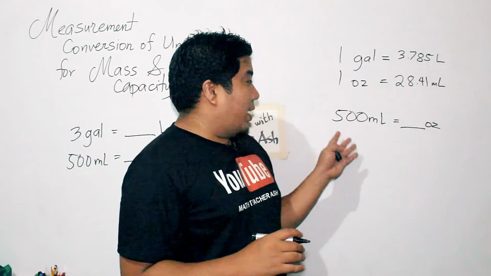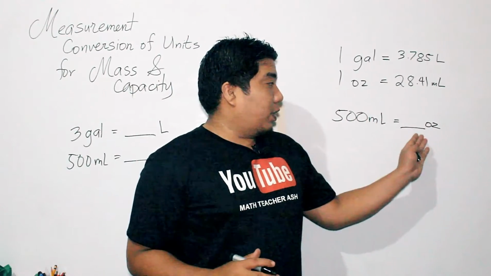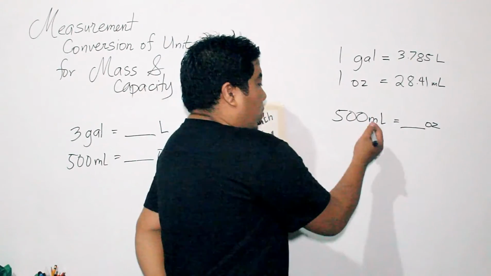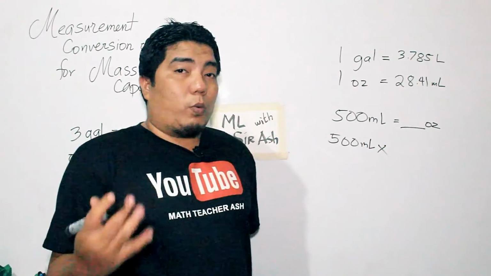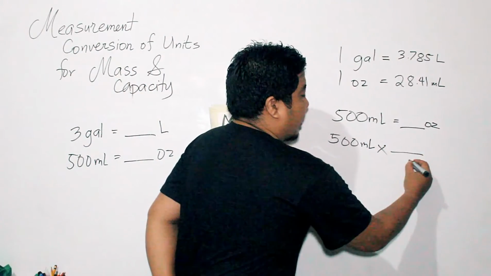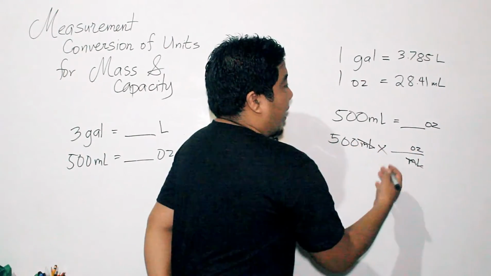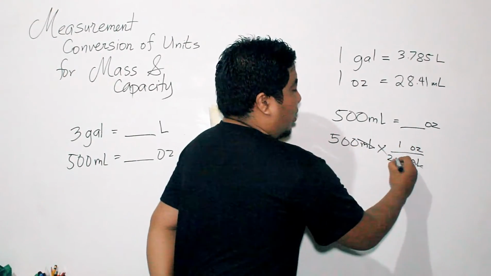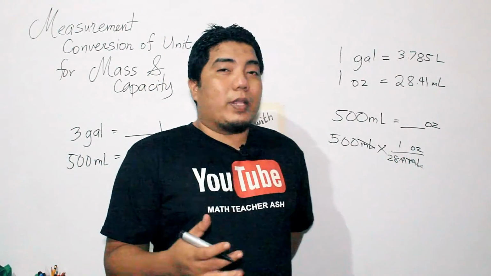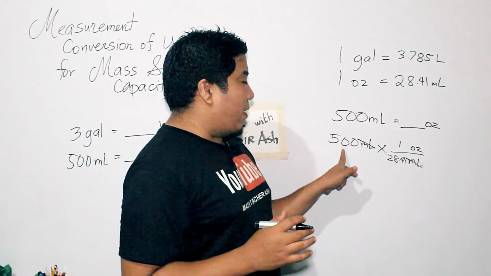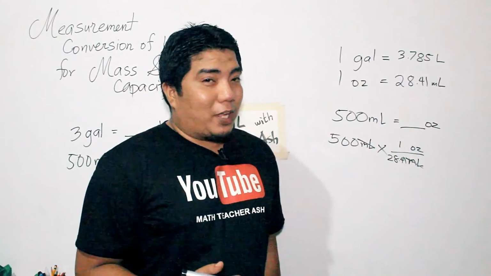So, now, let us go to our final example, 500 milliliters to ounce. Okay, math learners, we are here with our final example. 500 ml is converted to ounce. So, what we will do here is we copy our given and then we multiply it to our conversion ratio, and that is milliliters to ounce. This will be cancelled, and it says that in 1 ounce, there are 28.41 milliliters. Question is, what is the answer if 500 is multiplied by 1 divided by 28.41?